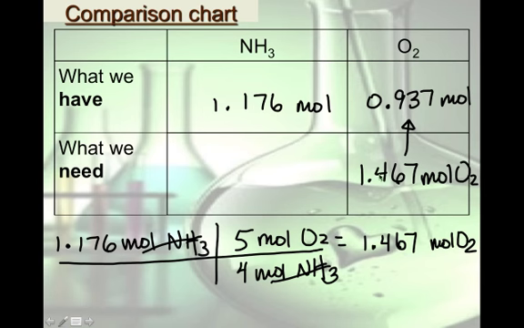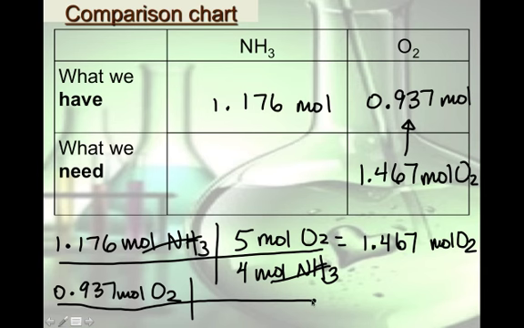But let's check and see, what if we started with oxygen? Would we have enough ammonia? So 0.937 moles of oxygen. And now we're going to change this into moles of ammonia to see if I can use it all up. This time we're going to put 5 moles of oxygen on the bottom because crisscross cancels, right?